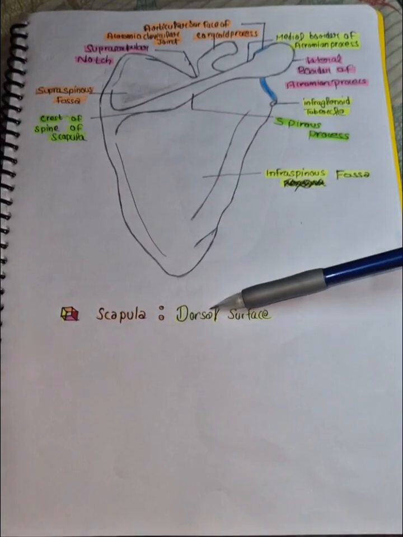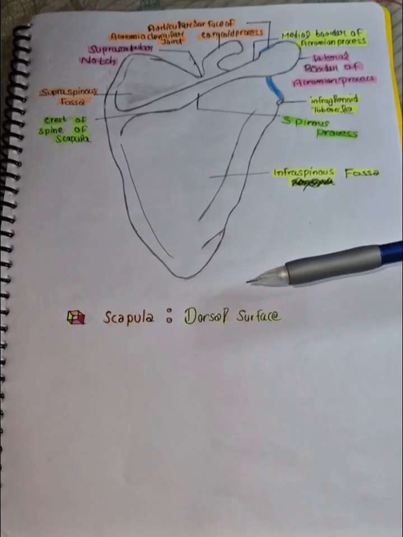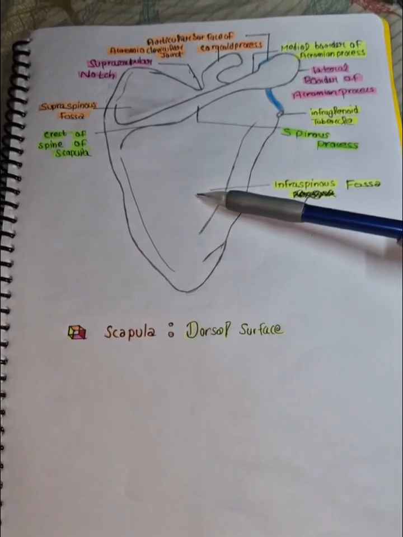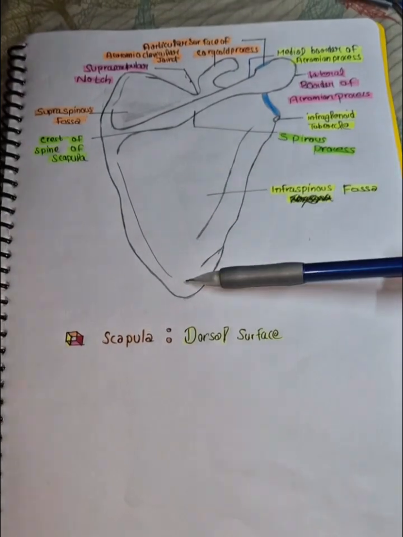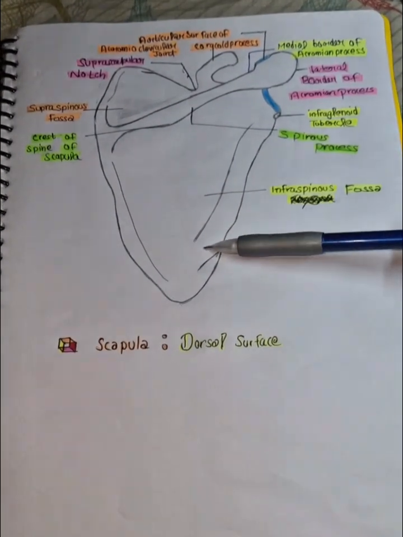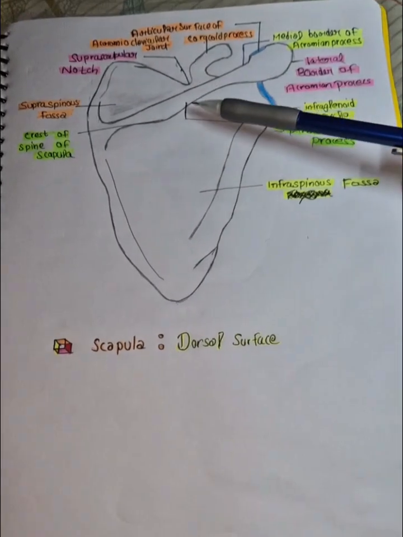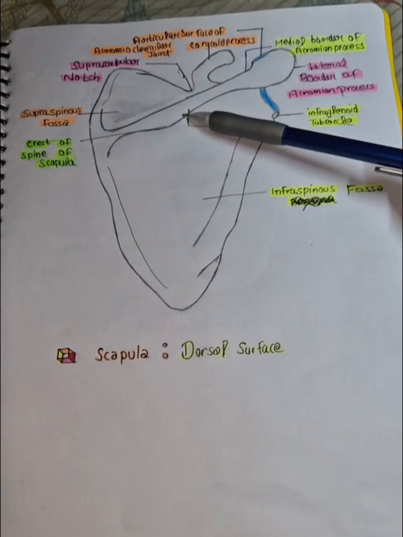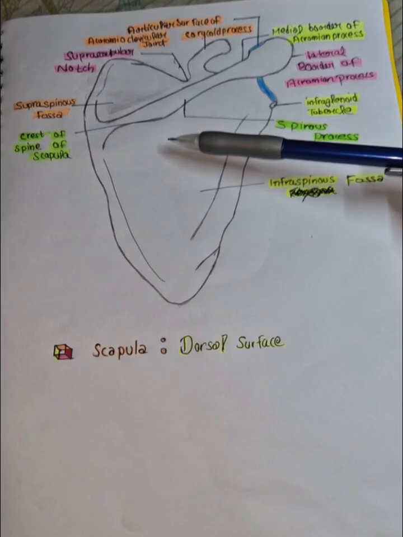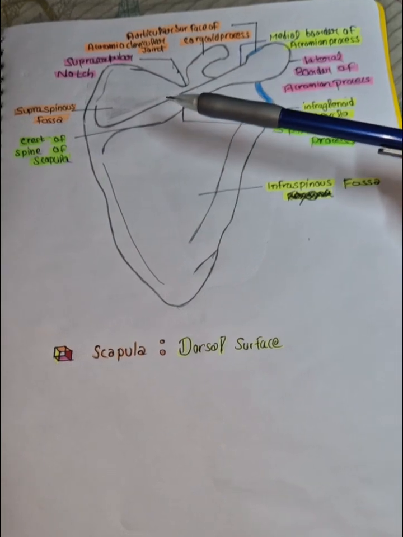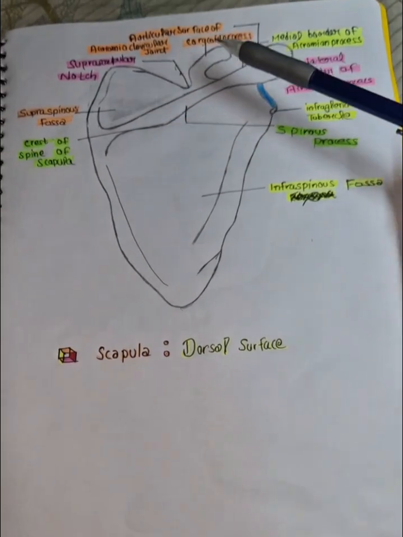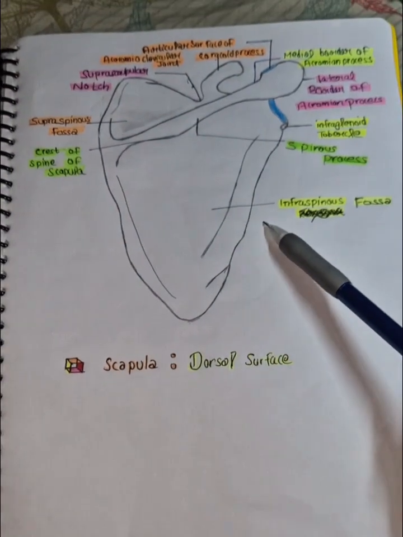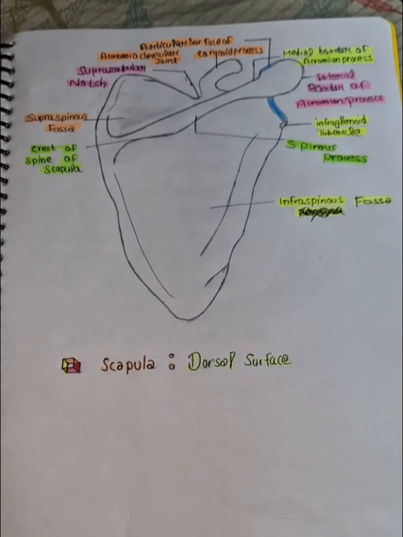In this part, we are going to discuss the scapula and particularly its dorsal surface. So this is the dorsal surface and this is convex. This dorsal surface is divided into two fossae by this spinous process or spine of scapula. So this divides the dorsal surface. This is the supraspinous fossa, a smaller one, and this is the infraspinous fossa, larger one.